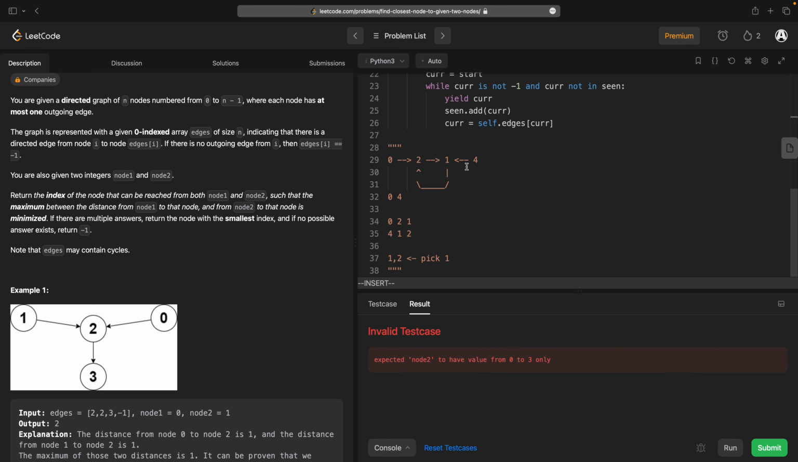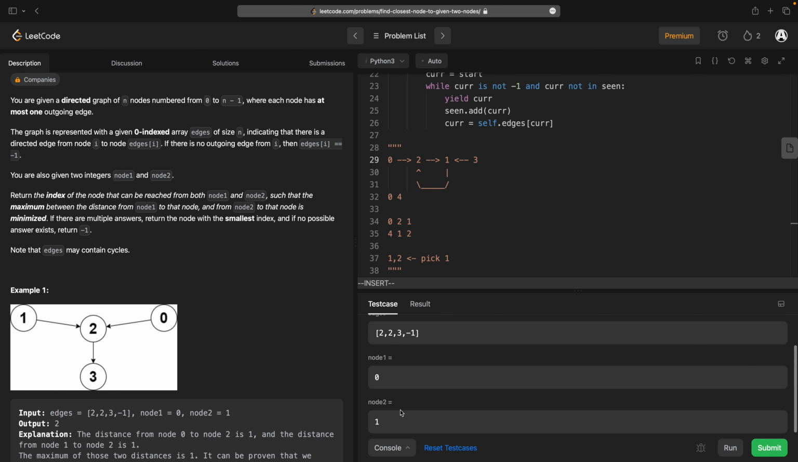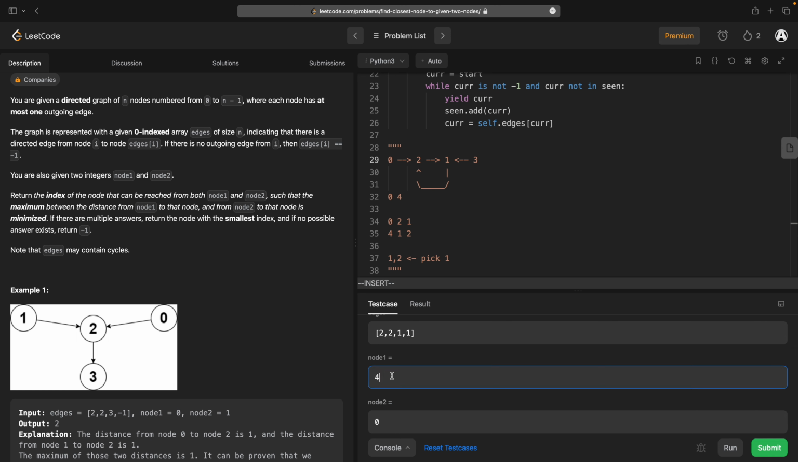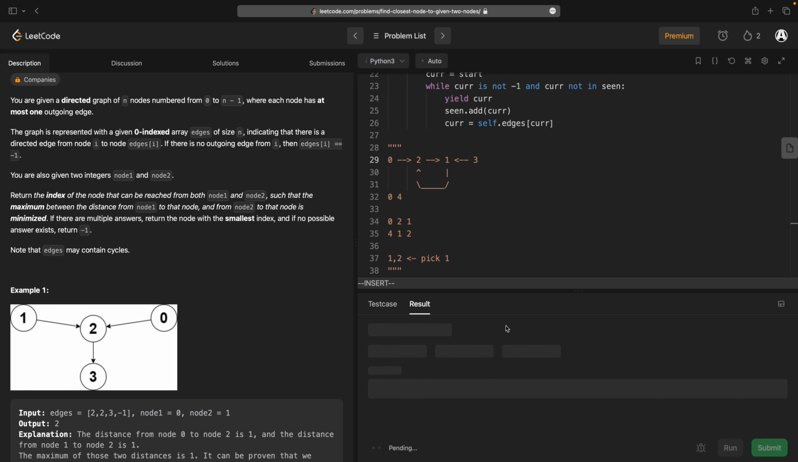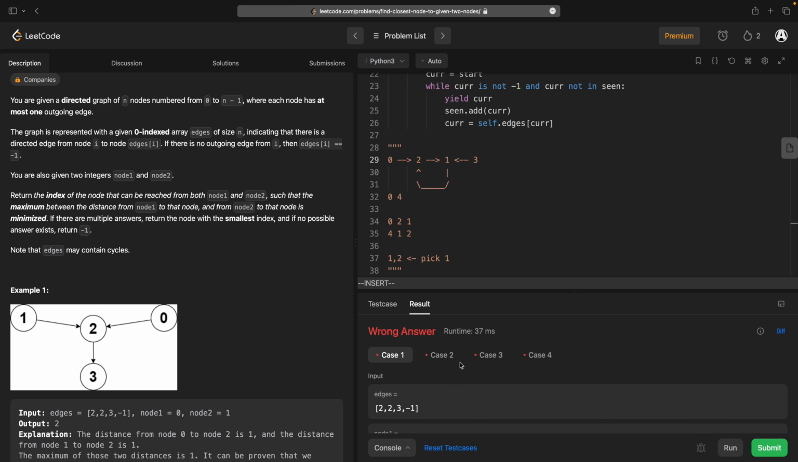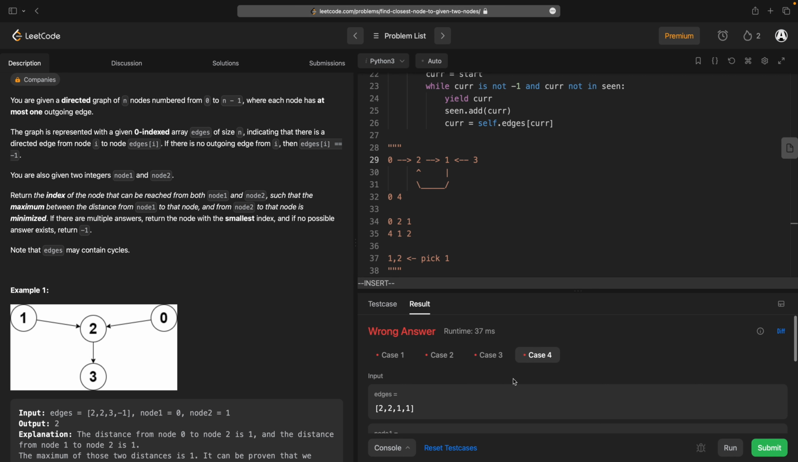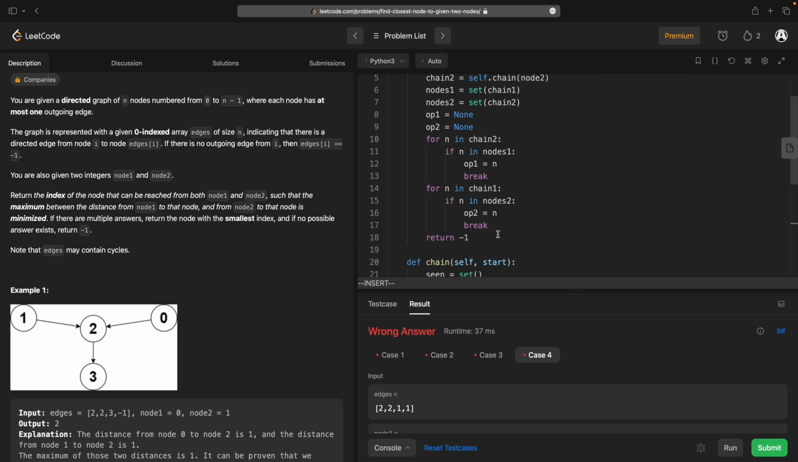But I also want to do the one where I go from 4 to 0. Oh, that's a 3, sorry. 0 to 3 and 3 to 0. So the answer should be 1 for both this case and this case. Okay.